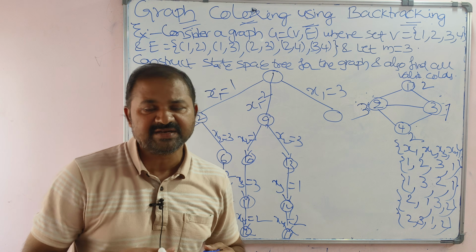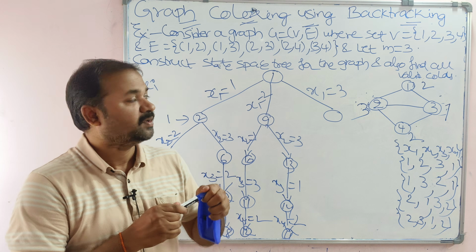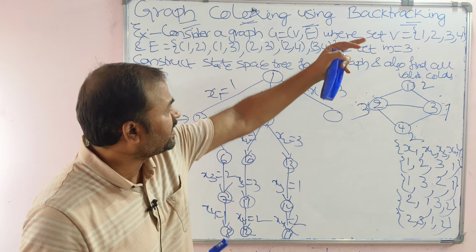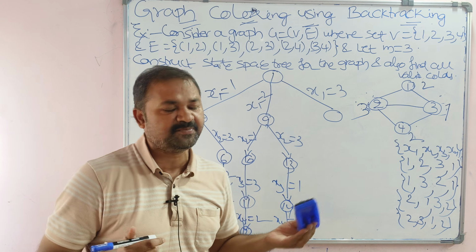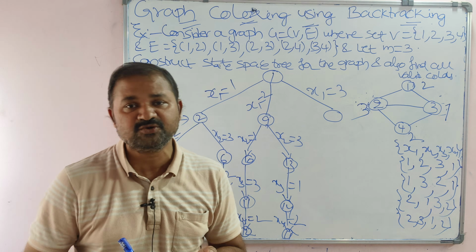So in this way, we can easily solve any problem using graph coloring with the help of the backtracking approach. In the next video, we will see one more example based on graph coloring using backtracking.